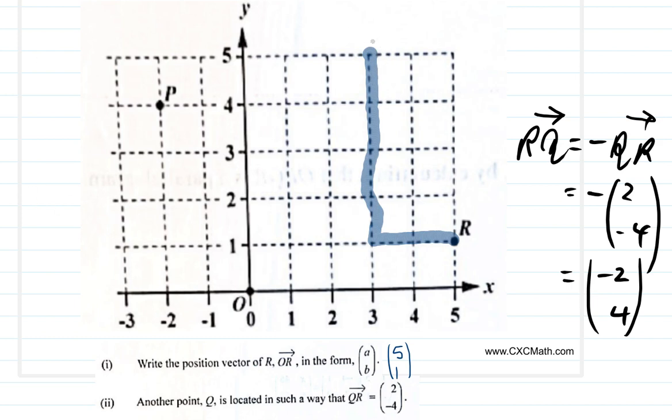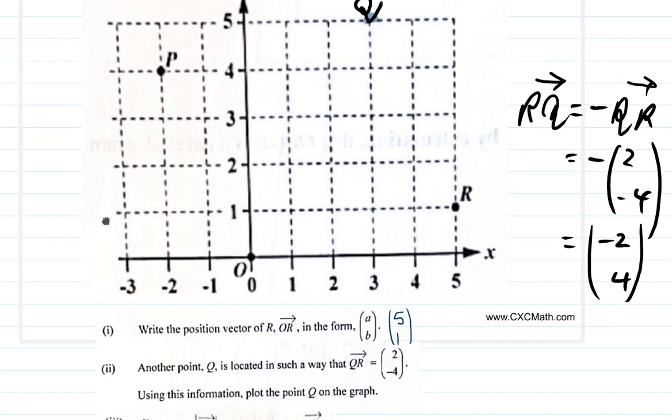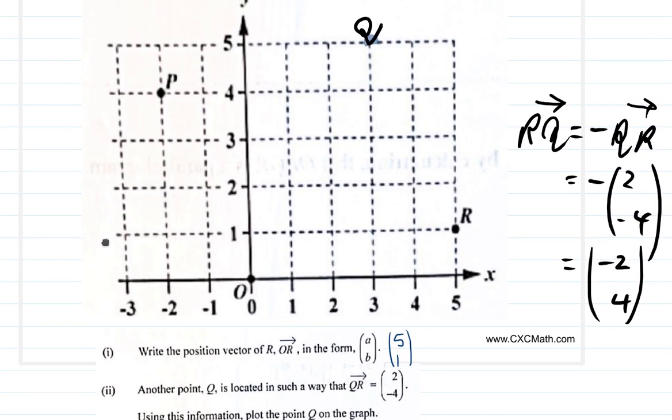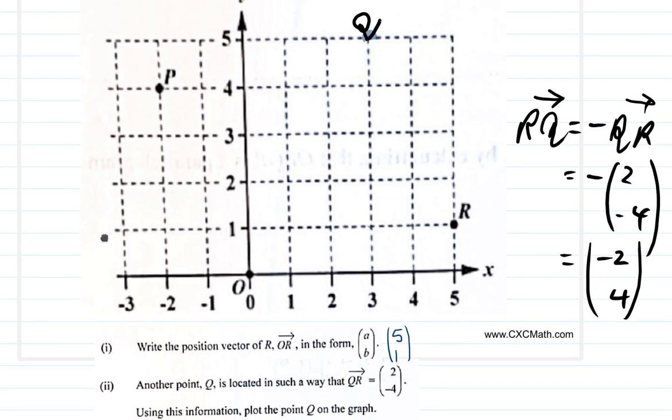So it means that Q would be here, alright? So Q is there. So here what they say, what did they say again? Using the information, plot point Q on the graph. Alright, so Q would be there.